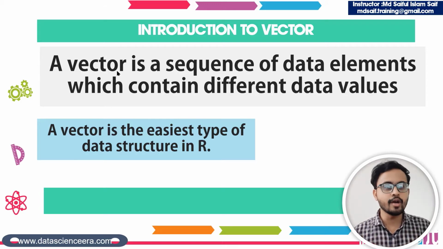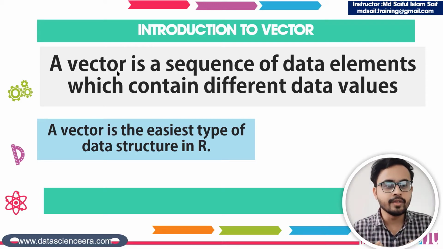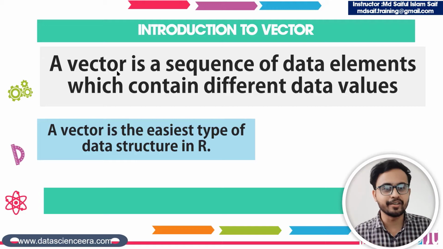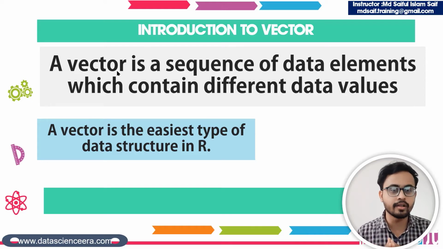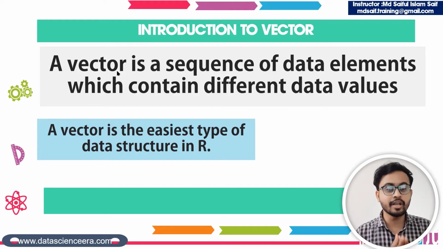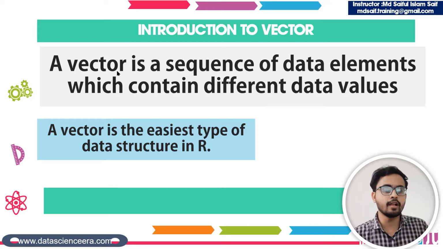For example, if you ask 100 people what their salary is, let's say you're collecting a data set about salary. Some people may have $1,000, some people may have $2,000, some people may have around $10,000. So you are getting different data values from different respondents, right? And to assign different data values in a variable, you must use a vector.